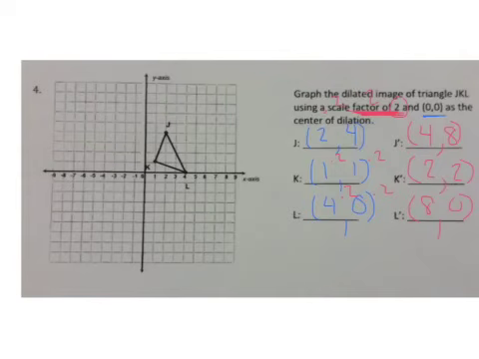Then we're going to graph this. So J prime is 4, 8. So right 4, and then up 8. 1, 2, 3, 4, 5, 6, 7, 8. So it's going to put us up here. That's J prime. And then K prime is 2, 2. So right 2 and up 2. So that puts us right there. K prime. And L prime is 8, 0, so right 8 and stay right at 0. And then we'll connect our points. That's not very neat, sorry about that. And notice we have a larger triangle.